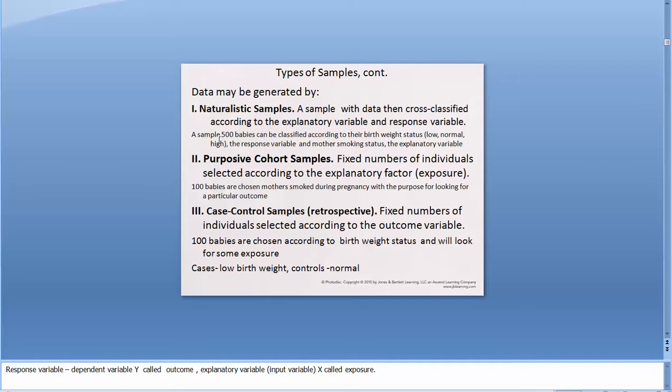An example is, you can just take a sample of 500 babies, and then you can classify each baby according to the birth weight and the mother's smoking status. Because people say that if a mother smokes during pregnancy, that could have a negative effect on birth weight. So you are going to take a bunch of babies, 500 I said here, and then you are going to record these two different variables. Birth weight status, I categorized it as low, normal, and high, and then the other one is smoking status of the mother, which are both categorical.